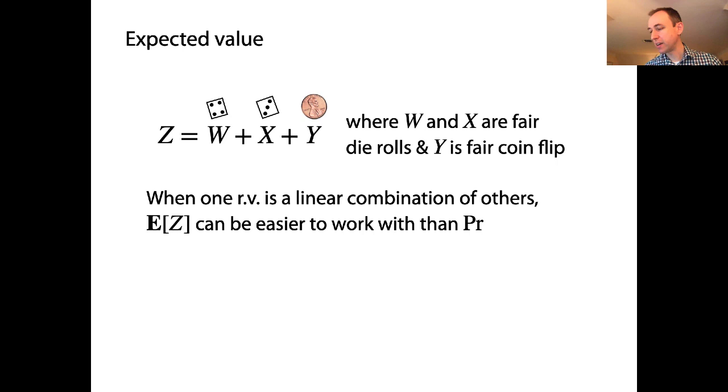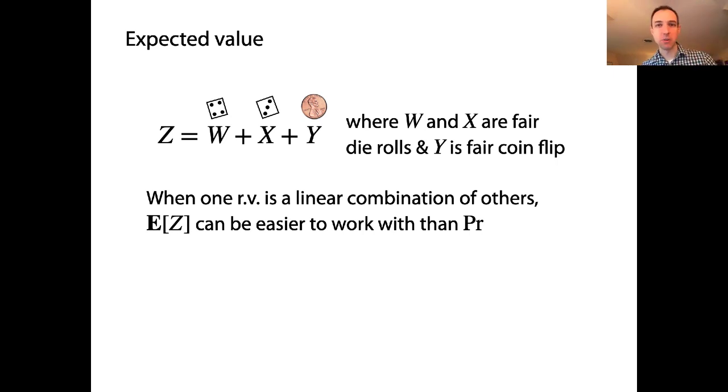Let's say I define a random variable z, and it's just the sum of these three random variables, where I've got two die-rolling random variables and one coin-flipping random variable. Let's say it's 1 for heads, 0 for tails. And so z is nothing but a sum of three constituent random variables. When we have a random variable that is a linear combination of others, like z is, then the expected value can be easier to work with than the probability function. The probability function for z is not too hard to figure out.